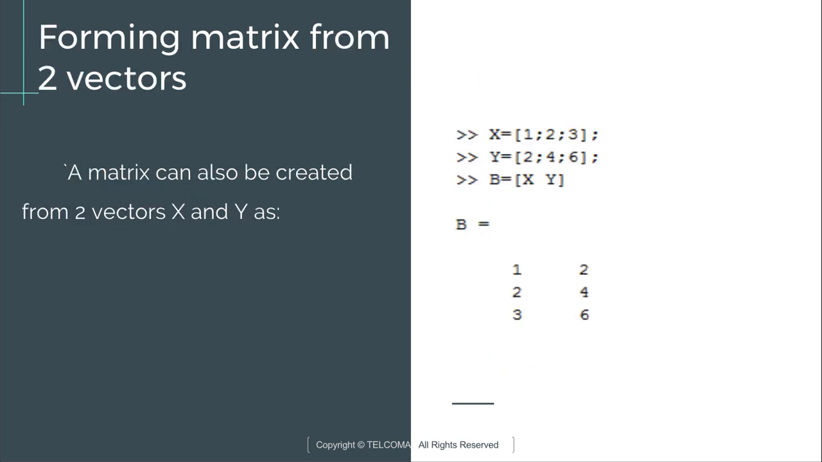Then how to form a matrix from two vectors? Like if we have two particular vectors, x has some elements and y has some elements, then we can form a particular matrix from these two vectors, like B equals to, in square brackets, write x space y if you want to create a column matrix, and if you want to create a row matrix, just write in square brackets x semicolon y. This will create a row matrix.